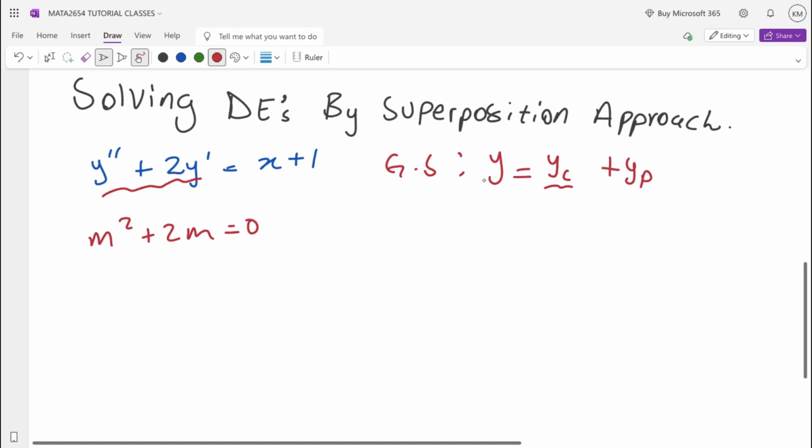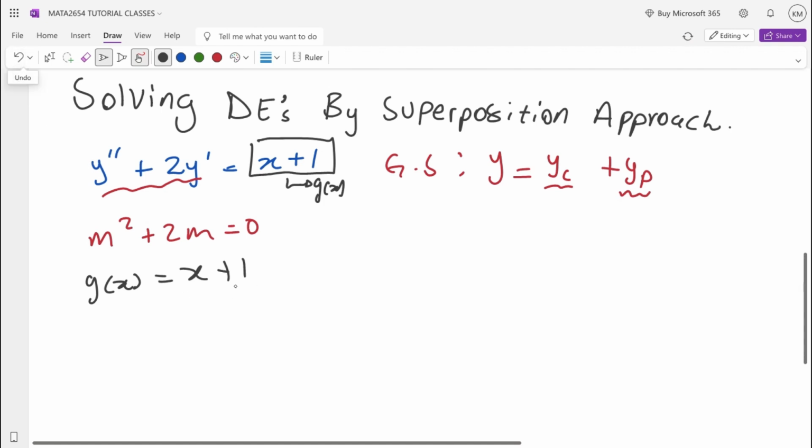Now I think the most confusing part for most people is how we find our particular solution. To find the particular solution there is something you have to keep in mind. What will help you is the right-hand side, which is g(x). So your g(x) is what is going to help you find your particular solution. In this example, our g(x) is equal to x + 1. Okay, g(x) = x + 1.